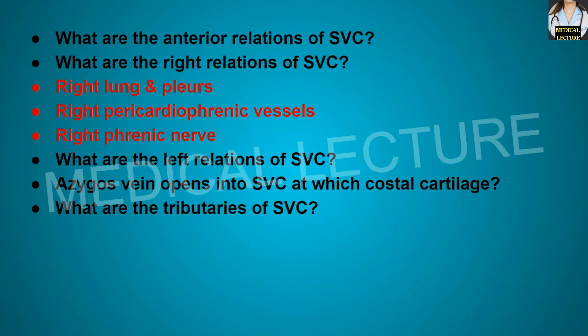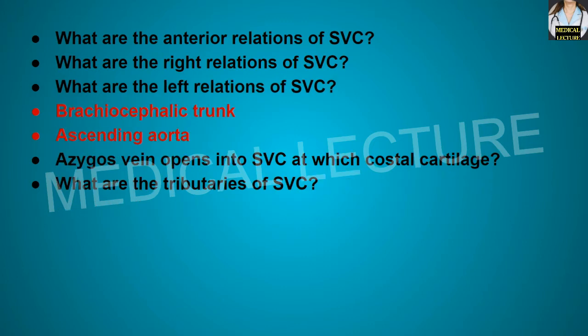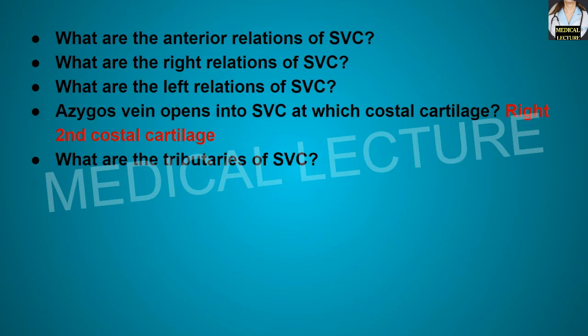What are the left relations of the superior vena cava? So they are brachiocephalic trunk and the ascending aorta. Azygous vein opens into superior vena cava at which costal cartilage? So at the right second costal cartilage.